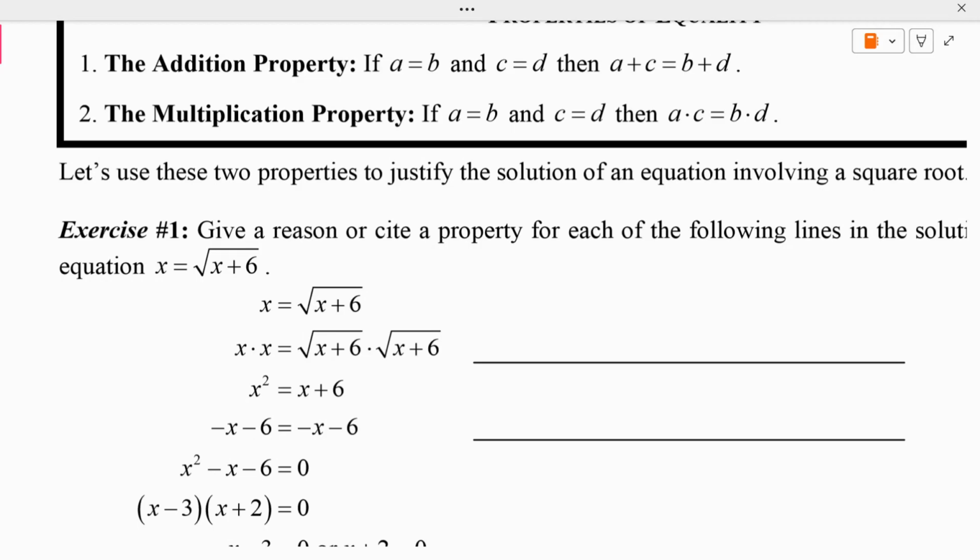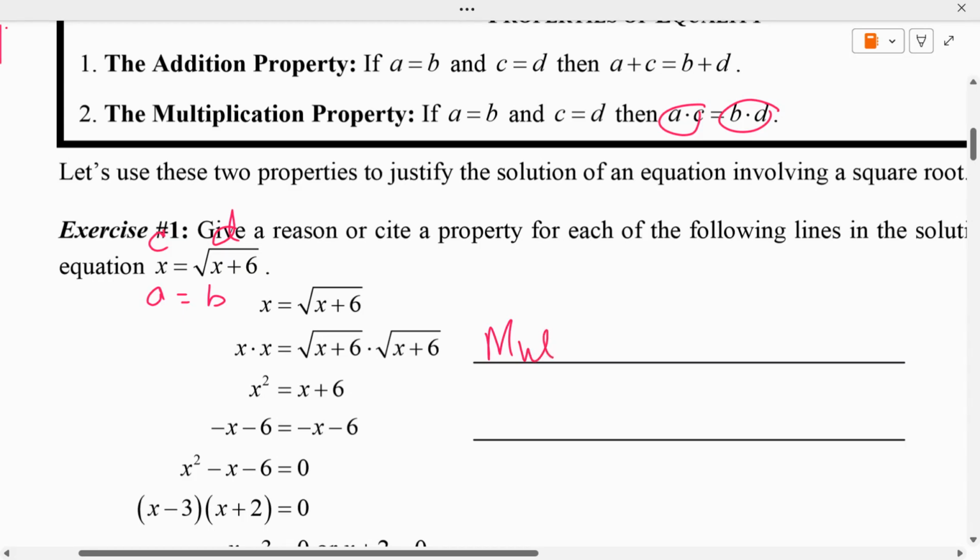Since x equals the square root of x plus 6, think of this as a equals b. I can also say that x is c and the square root of x plus 6 is d. So I can take a times c and set it equal to b times d. This is an example of the multiplication property of equality.